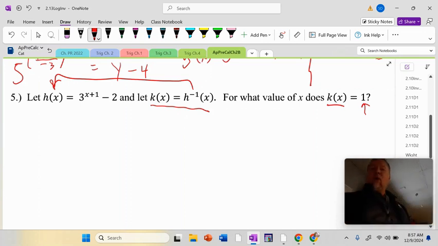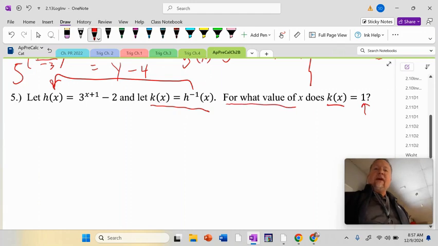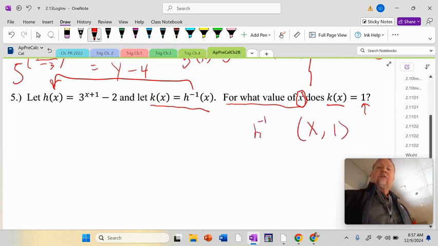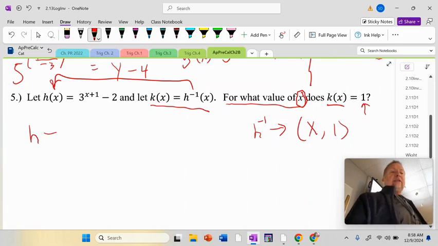The answer is this is Y. For the love of dog, read this. For what value of, say that. What letter is that? X. Does k of x equal 1, which makes 1 what? Y. So this is x comma 1 for the inverse of h. So what does that mean? This is for h. When I say inverse, you say switch x and y. What does 1 represent for h then? The x or the y coordinate?